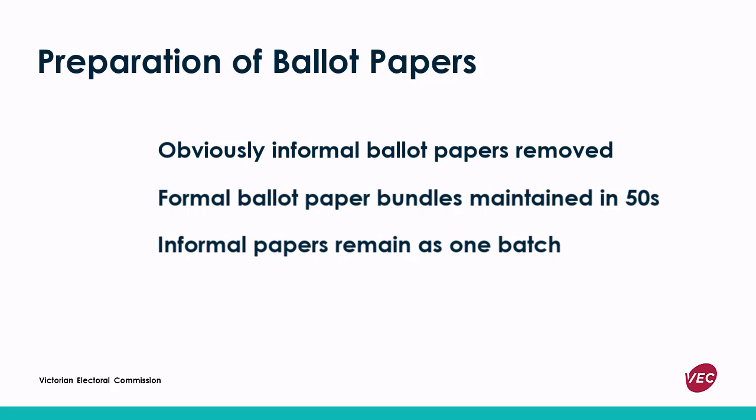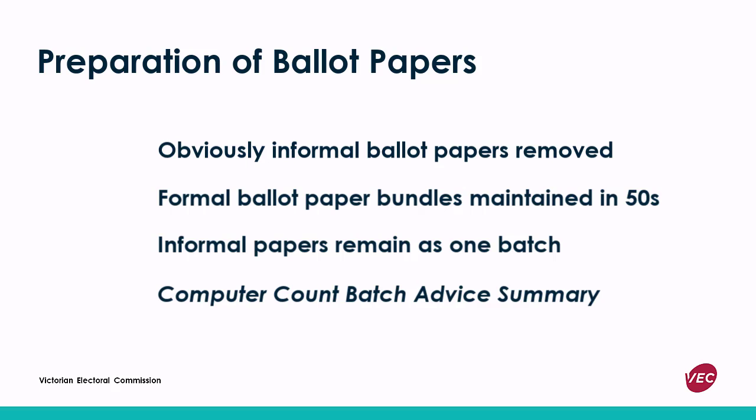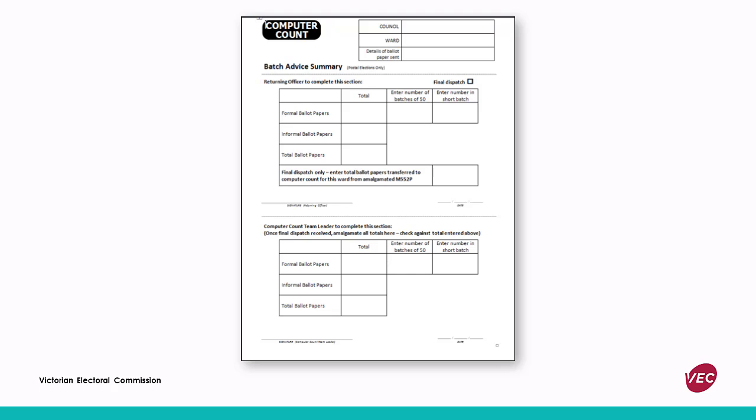The printed batch cover sheets will be attached to each formal batch of 50 and the batches packed for dispatch to the count venue. A computer count batch advice summary will be completed for each ward to provide to the computer count team leaders to advise of the number of papers being sent in the dispatch. Here is a sample of the computer count batch advice summary to be provided. This will be placed in the first box of ballot papers for dispatch to the count centre. A separate form will be completed for each ward being counted by computer.